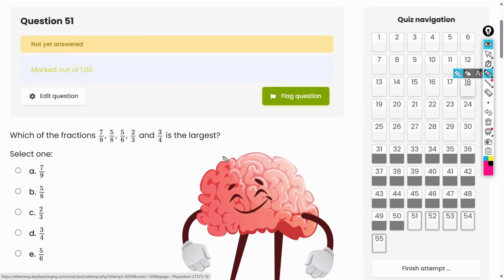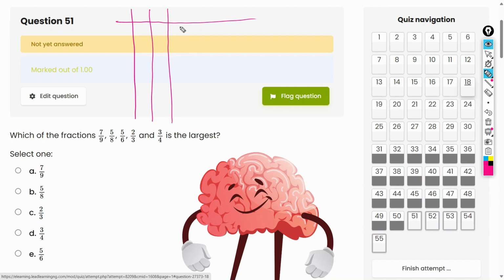Which of these fractions is the largest? Well, looking at these, we cannot tell. So what we can do is to give them a common denominator, and that's to find our LCM. So we find the LCM of 9, 8, 6, 3, and 4. 9, 8, 6, 3, and 4.